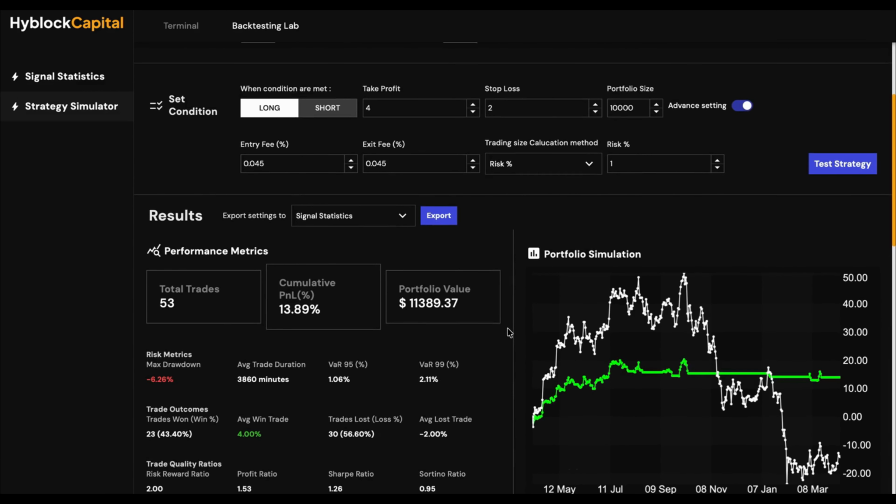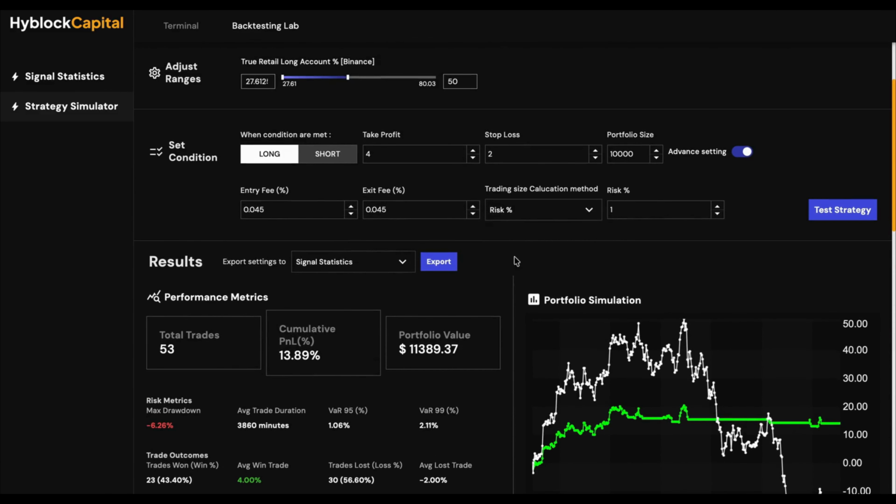These advanced settings make your backtesting far more realistic and aligned with actual trading conditions.